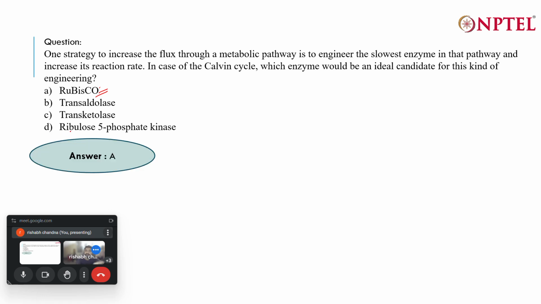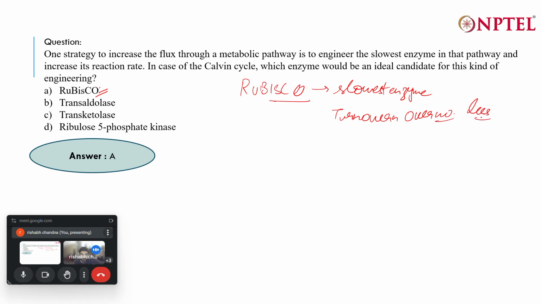So the correct answer is option A, that is Rubisco only, because Rubisco is the slowest enzyme. This is the slowest enzyme of the pathway and its turnover number is also very low. So we have to engineer this enzyme so that we can increase its activity through a metabolic pathway and increase its reaction rate also. So the correct answer here is Rubisco. So let's move on to the next question.